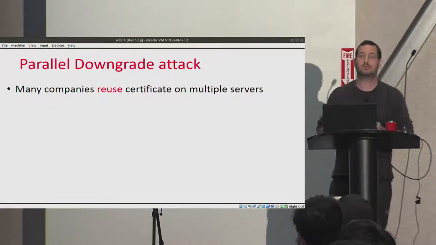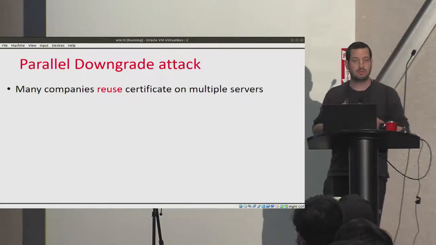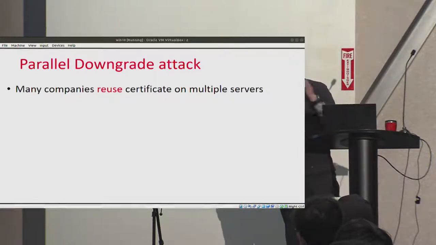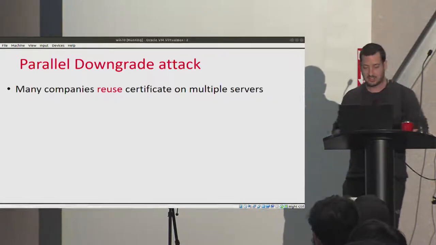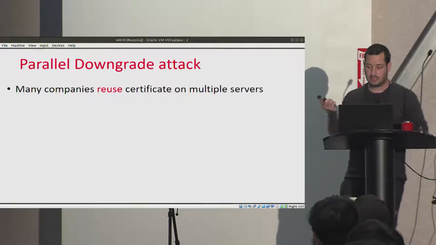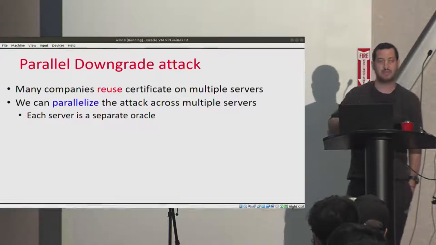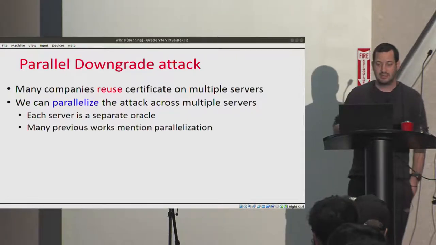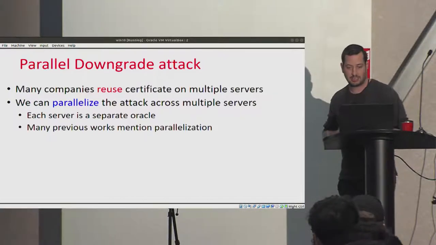Okay, so let's try to parallelize this attack to make it go faster. Many companies reuse the same certificate across multiple servers around the world. We want to have a server that runs in Europe and one in the US and one in Asia. And usually they use the same certificate in all of the servers. I'm not sure if there's a really good reason to do it, but it really helped us in any way. And we can actually try to parallelize the attack across those servers. So each server is a separate oracle. There's been a lot of previous work that talks about how we can parallelize this type of Bleichenbacher attack.